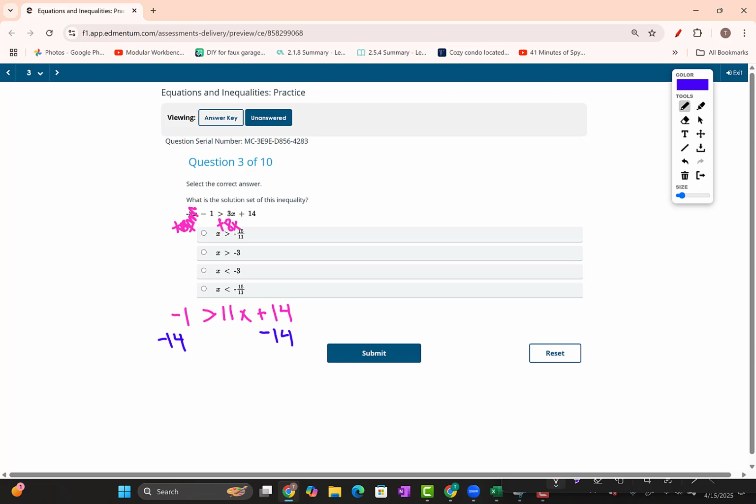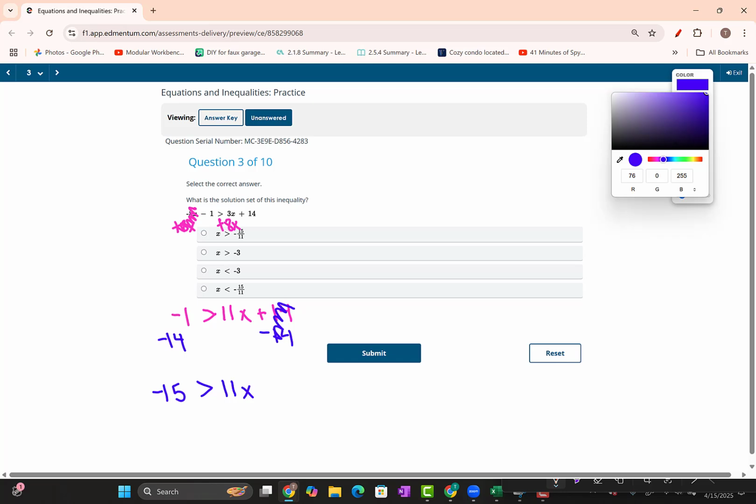So I'm going to subtract 14 from both sides so that those cancel. Negative 1 minus 14 is negative 15. Negative 15 is greater than 11x. Depending on the way that you solved this problem, it's a possibility that you solved it a completely different way and you'll get the same answer.